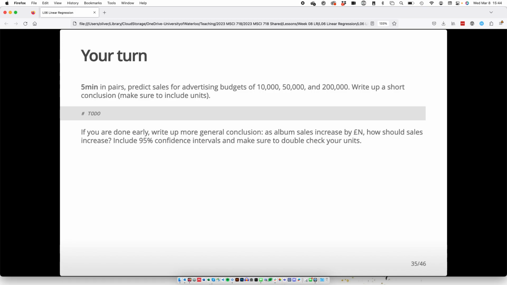So predict the sales for advertising budgets of 10,000, 50,000, and 200,000. Write up a short conclusion. Make sure you include units. Again, the idea that it's in thousands of units is important when it comes to interpreting it. If you're done early, write up a more general conclusion. As advertising spend increases by N pounds, how should sales increase? And include a 95% confidence interval, saying that if you add an extra 100,000 pounds, you expect the minimum value to be this and the highest value to be that. Okay? So 5 minutes. We'll come back together at 10:02. We'll talk about assumptions, and then we'll have our official full break in this session. Okay? Go.